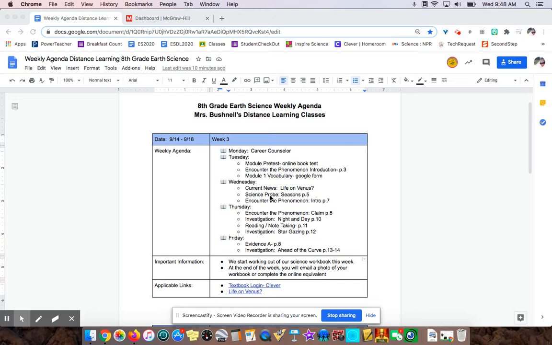And there's 2 book assignments that I want you to do. One is a science probe, and one is Encounter the Phenomenon Intro. You can do both of these assignments in your book or online. The science probe that you need to do is on page 5 of your book. And the Encounter the Phenomenon Introduction is on page 7 in your book. Those are the 2 assignments that I want you to do today.